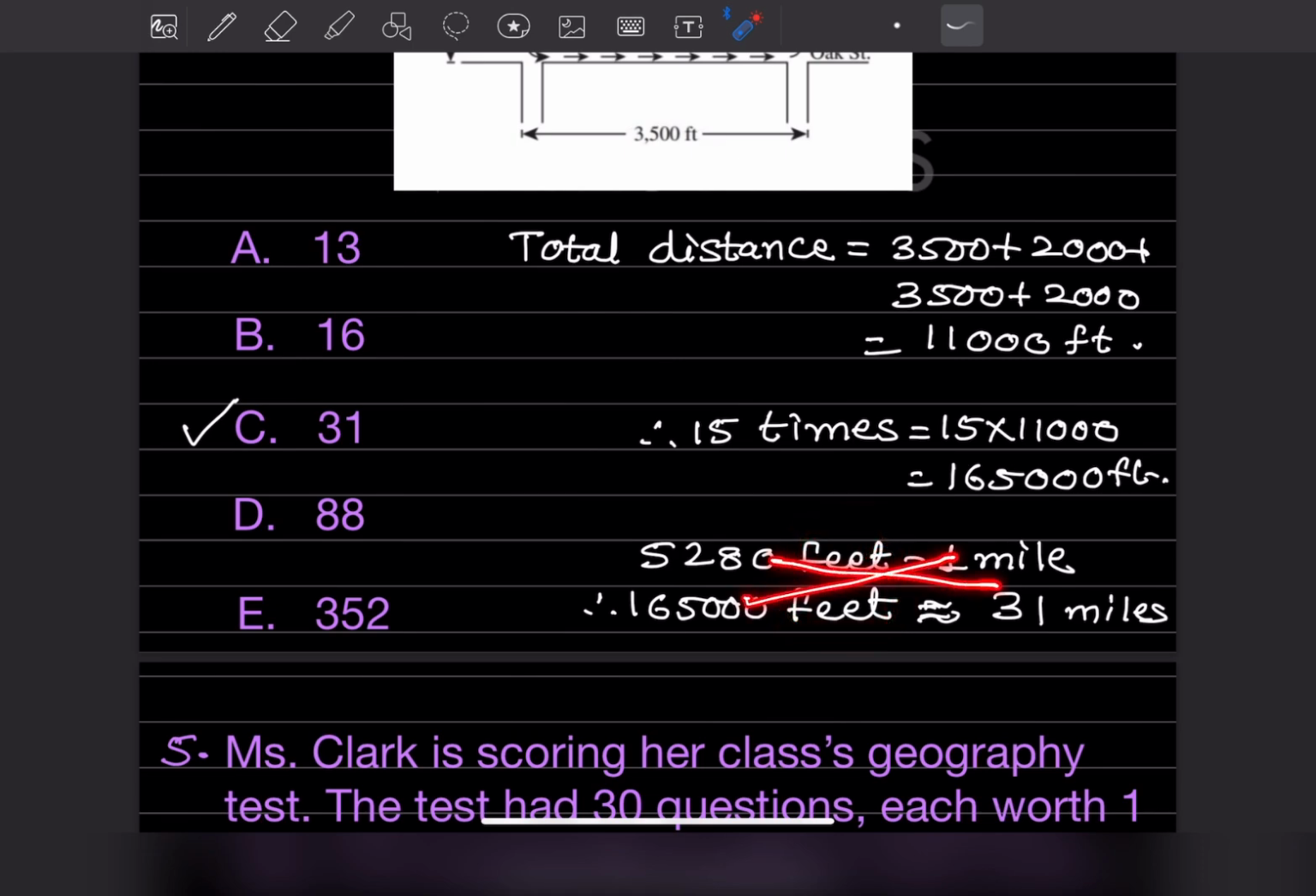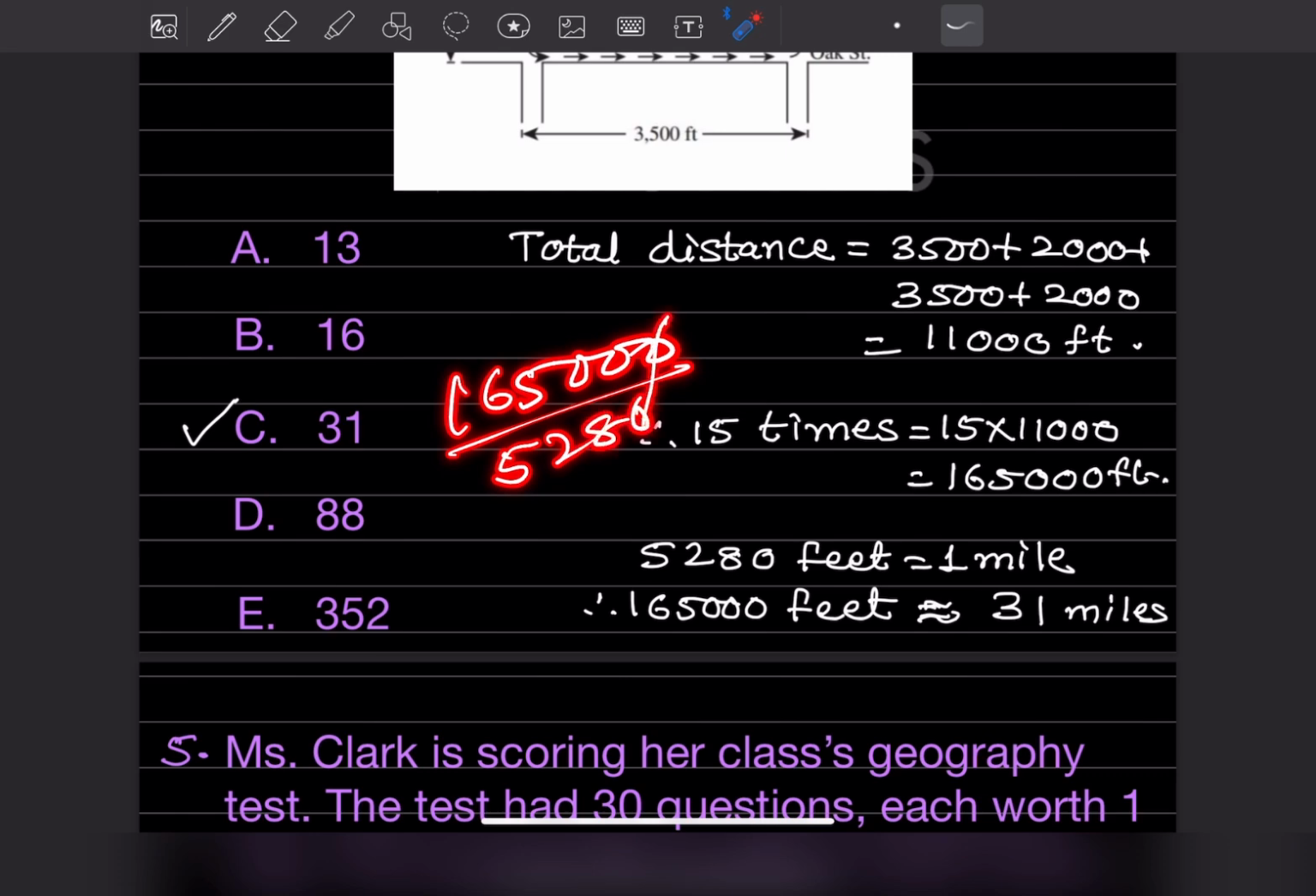If you cross multiply, it will be 165,000 divided by 5280, because this into this will be 165,000, and this goes in the denominator. The options given are approximate, so when you divide this, I'll divide and show. 165,000 divided by 5280. So this and this get cancelled.